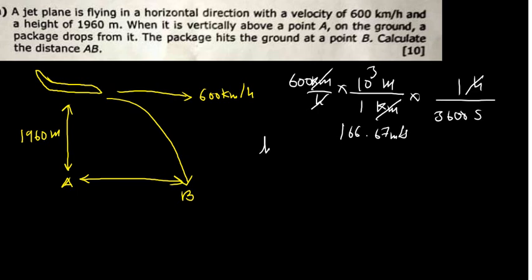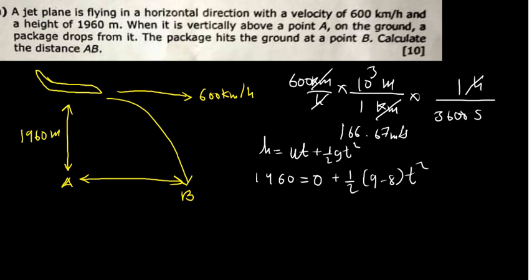height is equal to ut plus half gt squared. The height, that is 1960 meters above. Now there is no component in the y, so u is going to be 0 in the y because the plane is traveling horizontally, and then plus half. g is going to be positive because the parcel is dropping, and then t squared. So that will be 1960 being equal to 9.8 divided by 2, which is 4.9 t squared.